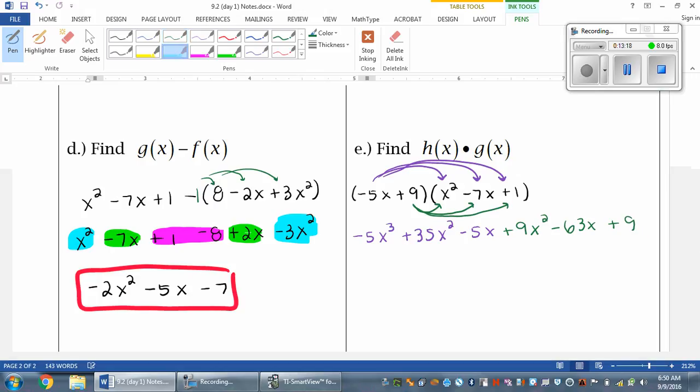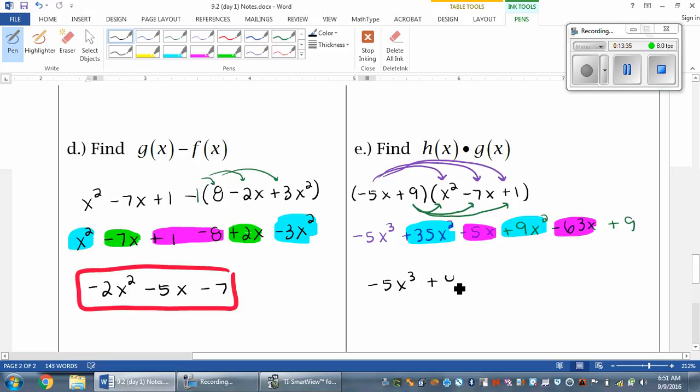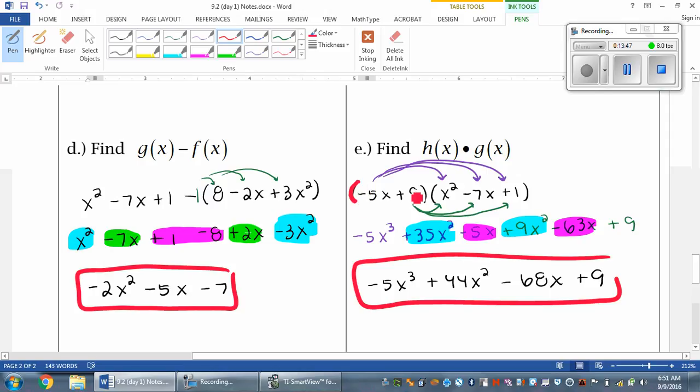So I start to combine like terms. 35x squared, 9x squared, I have negative 5x, negative 63x. Drop down the negative 5x cubed. Combine the blues, it ends up being 34x squared. Combine the pinks, it's negative 68x. Drop down the positive 9. The biggest mistake with these problems is you forget the parentheses. If you don't write the parentheses, you're not going to end up double distributing.